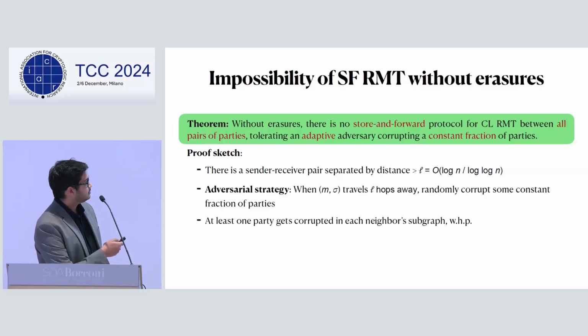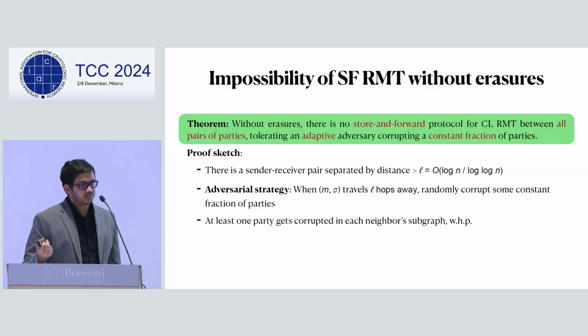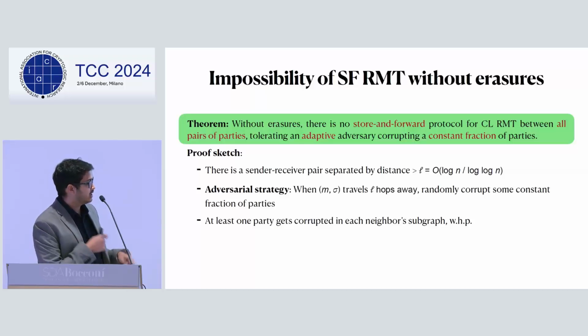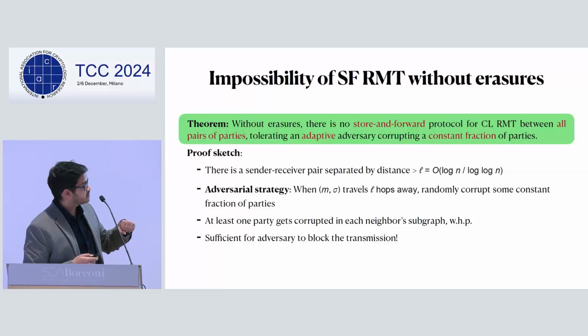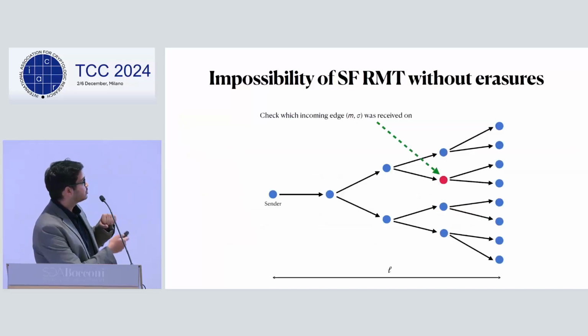And then using another property of all known store and forward protocols, we actually show that at least one party gets corrupted in the communication subgraph of each neighbor of the sender. And finally, this is sufficient for the adversary to block the transmission, as I will now show.